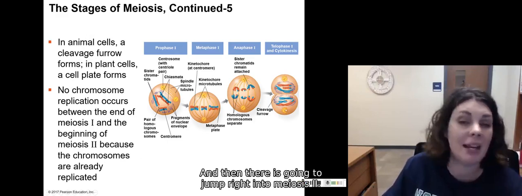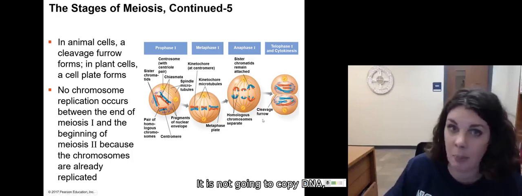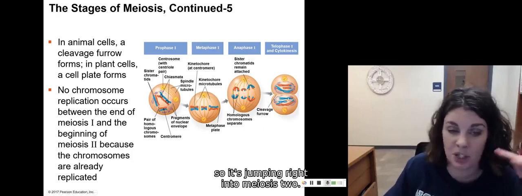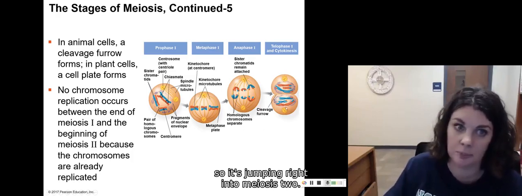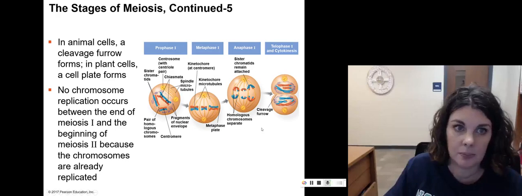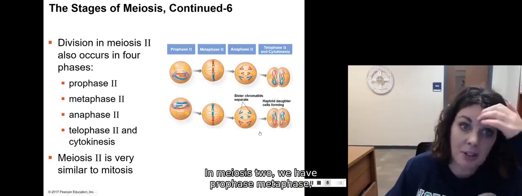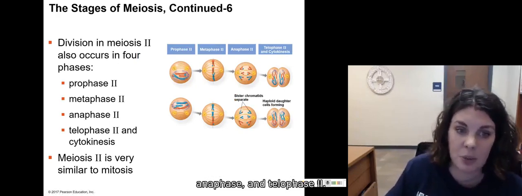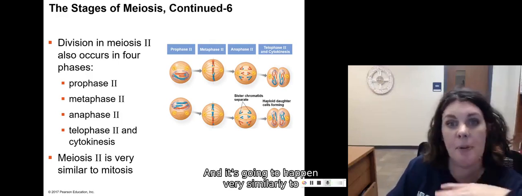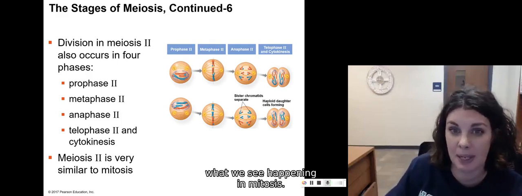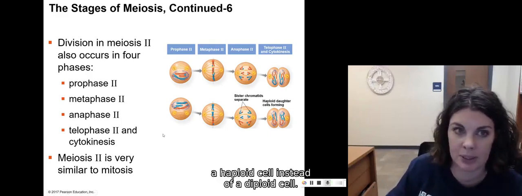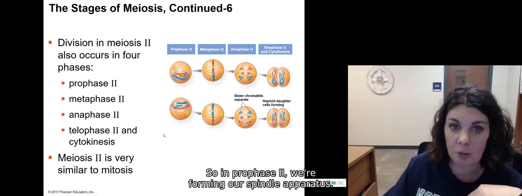And then it is going to jump right into meiosis 2. It is not going to copy DNA. It's not going to do anything else. It already has replicated chromosomes, so it's jumping right into meiosis 2. In meiosis 2, we have prophase 2, metaphase 2, anaphase 2, and telophase 2. And this is going to happen very similarly to what we see happening in mitosis, except we're doing it with a haploid cell instead of a diploid cell.